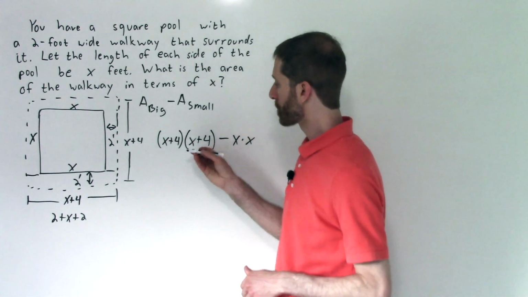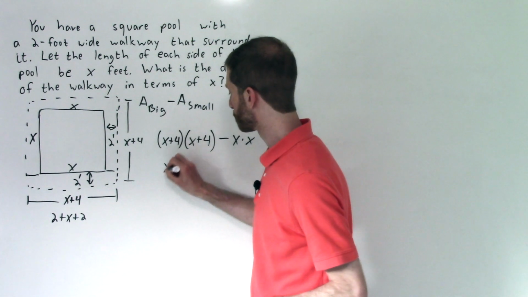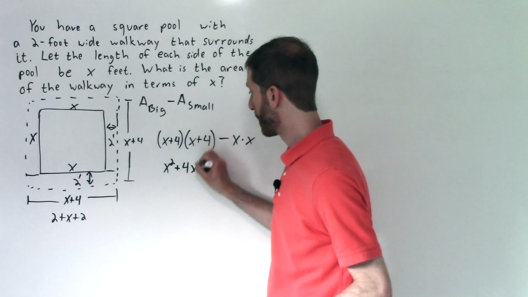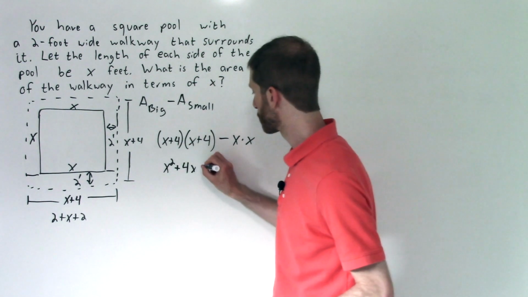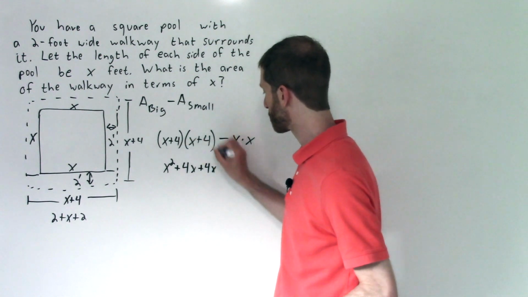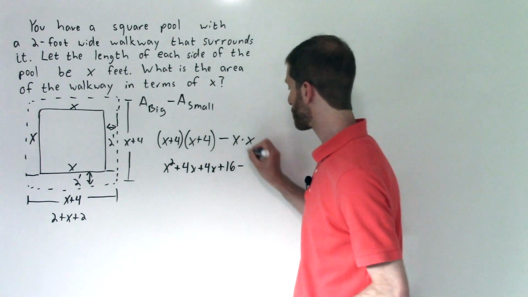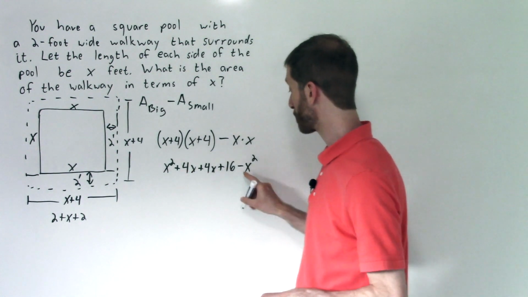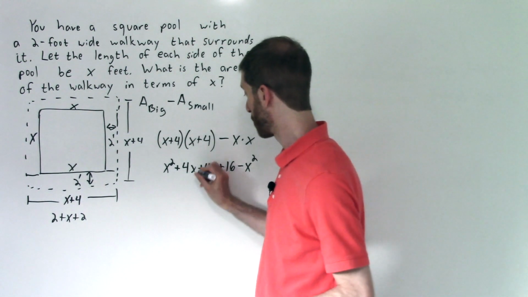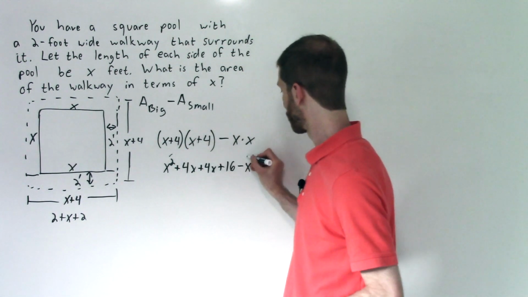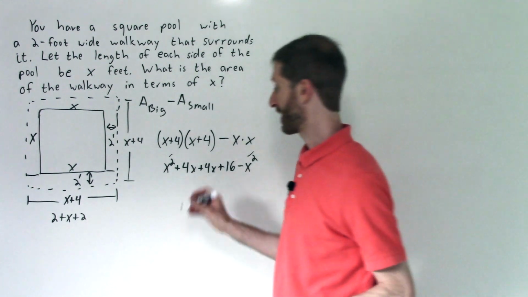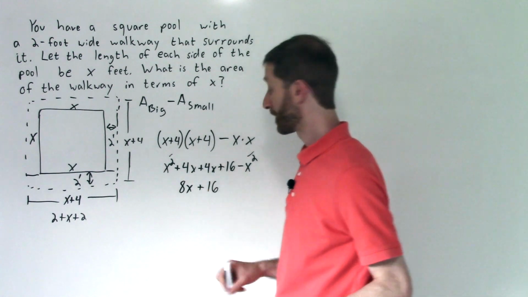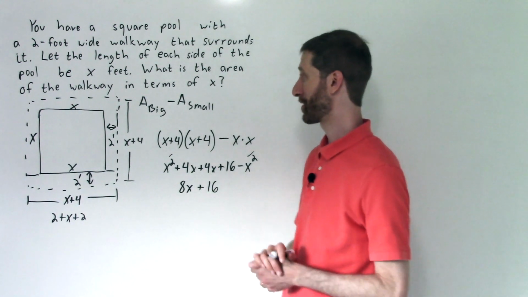Okay, we're going to FOIL. So x times x is x squared. X times 4, that's the outer term, is 4x. Inner, 4 times x, 4x. Last, 4 times 4, 16. That's minus x times x, which is x squared. So now all we have to do is combine like terms. The x squared terms will cancel. X squared minus x squared is 0. 4x plus 4x is 8x. Sweet. So we get 8x plus 16. That's it. That is our area expression in terms of x.